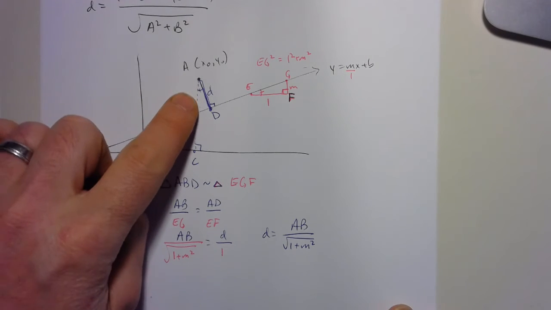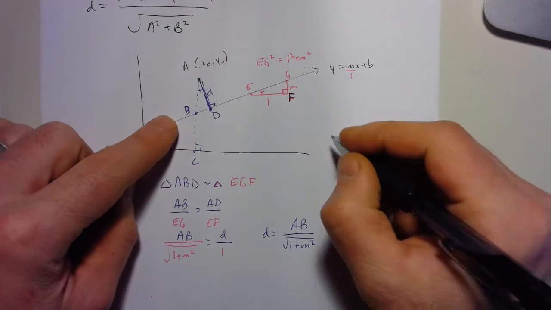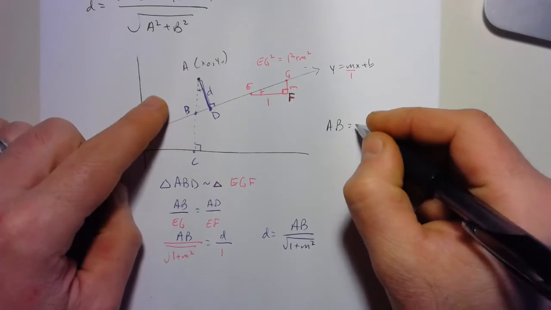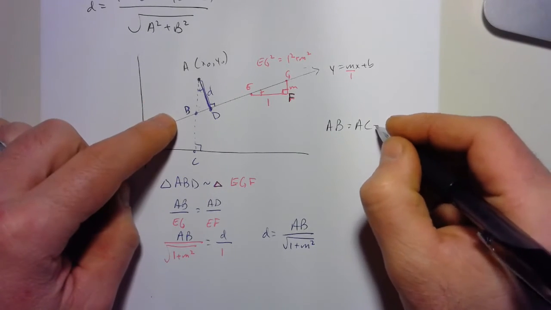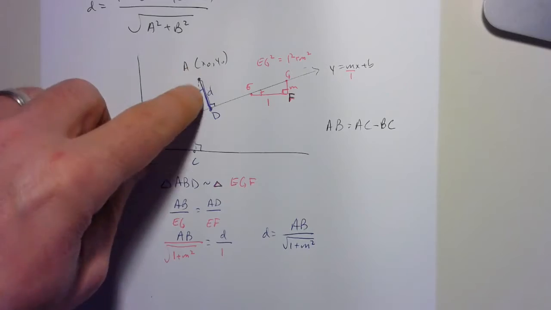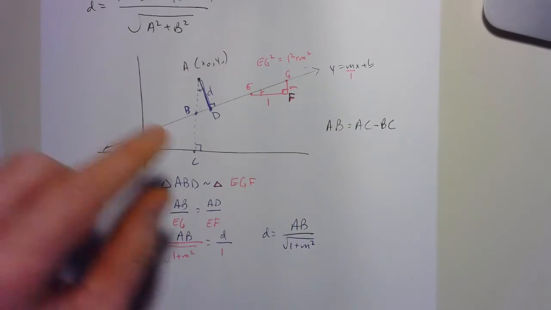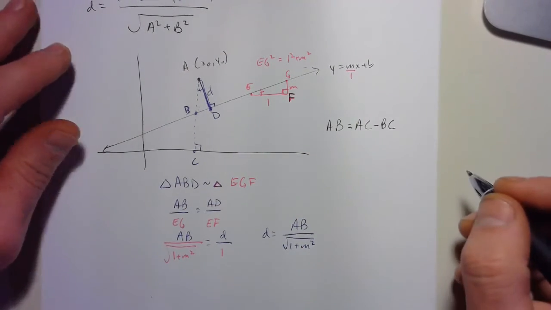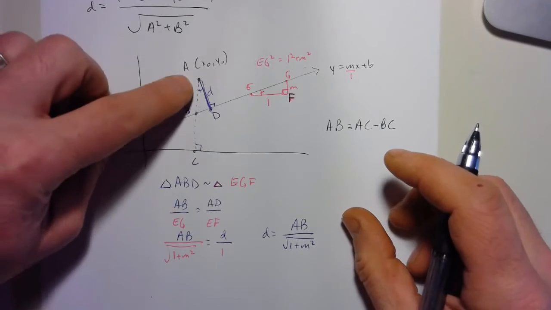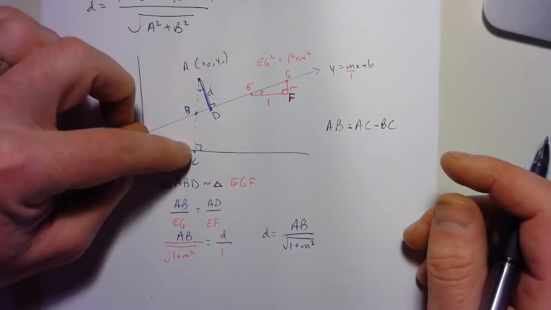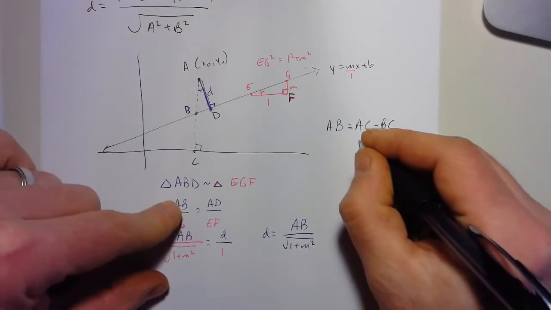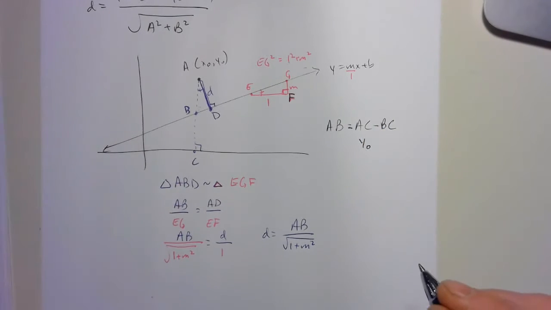Okay, so if we look at AB, we can see that AB equals AC minus BC. And hopefully that makes sense to you. Hey, look at that. That's the whole segment. That's segment addition back from geometry there. Now, the length of AC is the y value, because it's coming right off the axis. It's the y value there for the point.